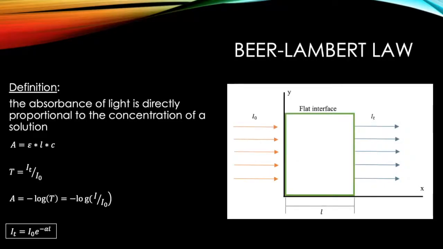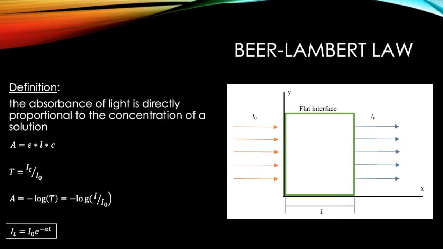The Beer-Lambert Law states that the absorbance of light of a particular wavelength is directly proportional to the concentration of a solution. When a solution is darker in color, it tends to have a higher concentration and a higher absorbance of light. So generally speaking, a more concentrated solution absorbs a greater amount of light. The law is often expressed as A equals epsilon LC.